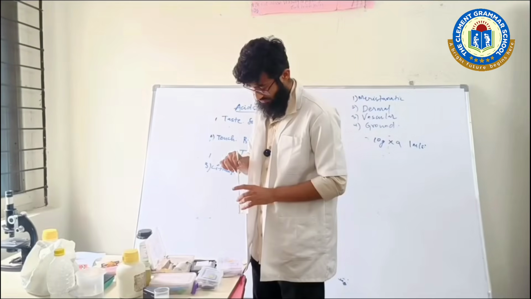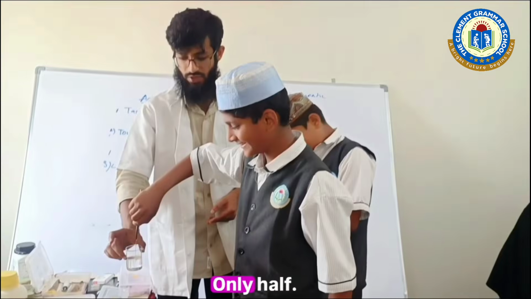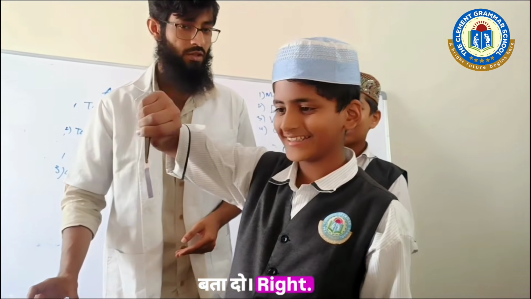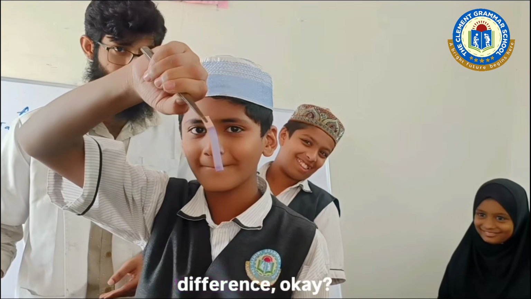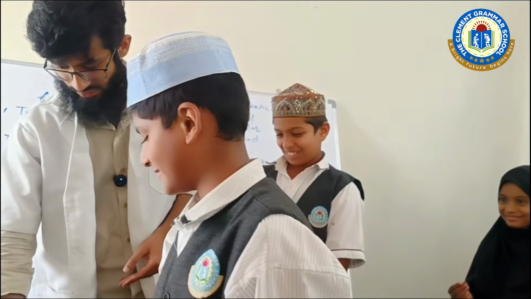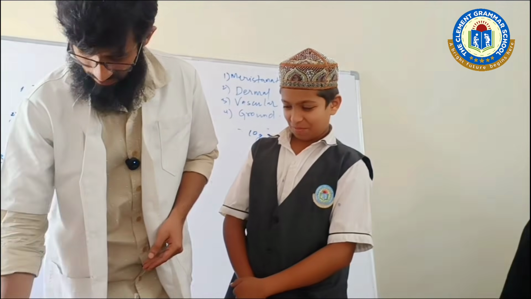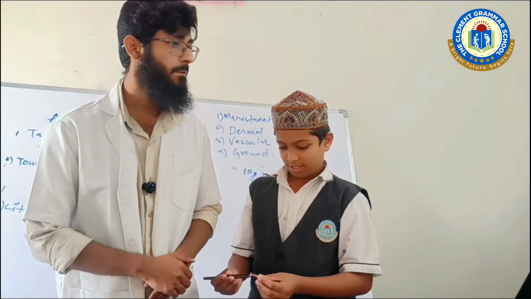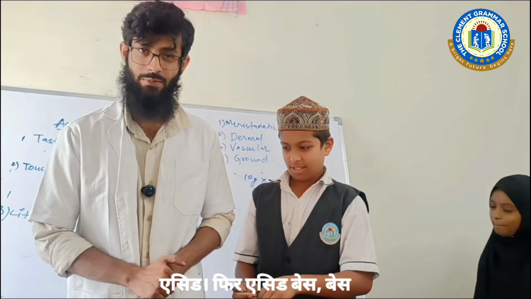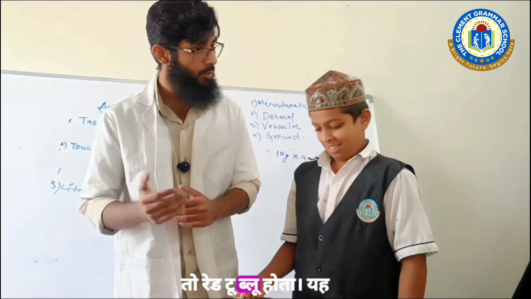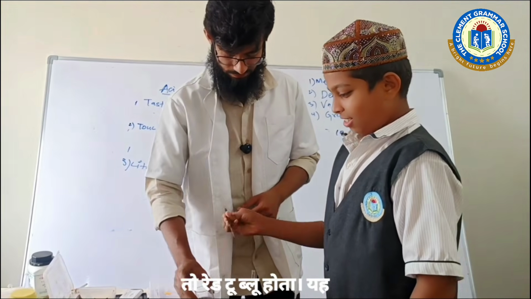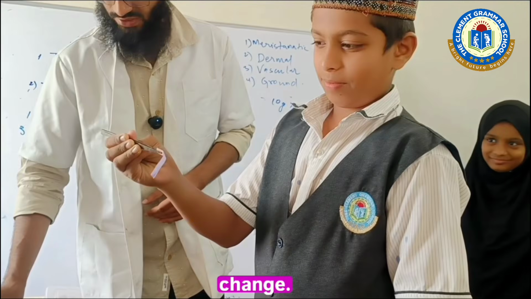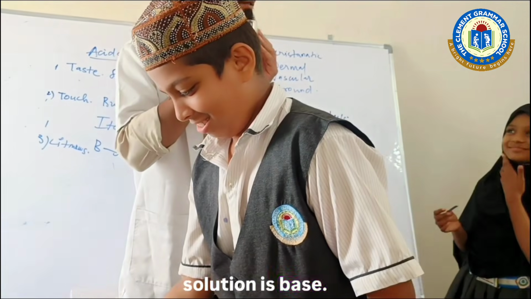Right, so you can see the difference. Red. Which solution will we dip the red litmus in? Acid. If we dip it in base, red turns to blue. Right, so you can see the change, which means this solution is base.